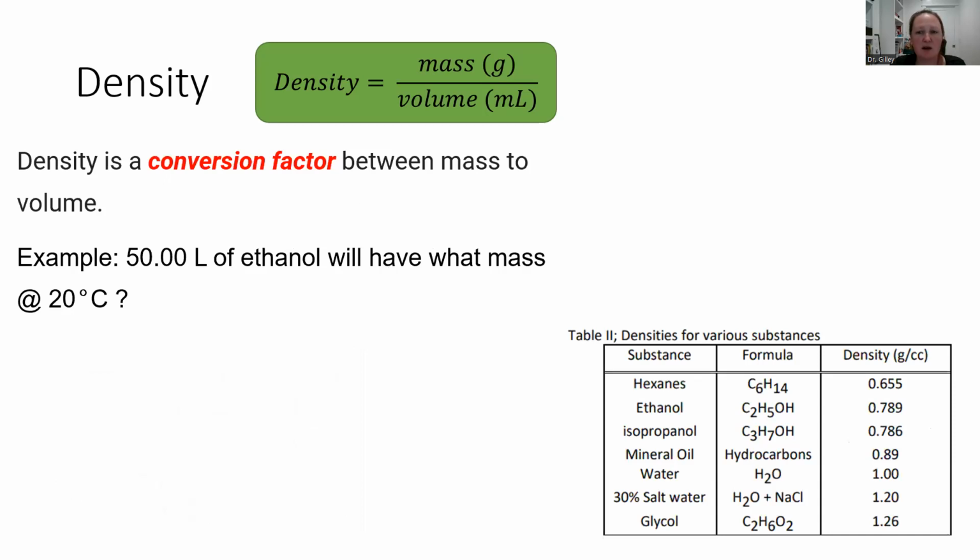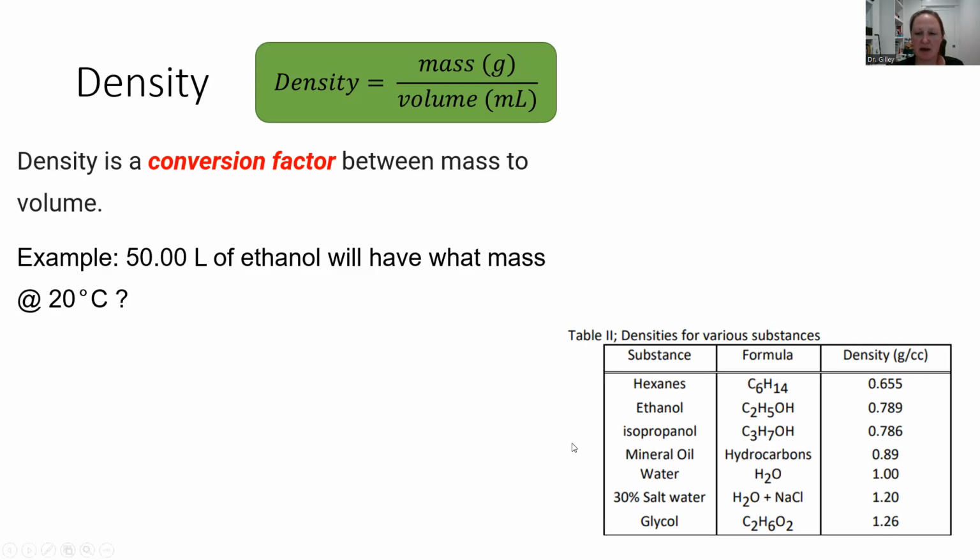Okay, so we also want to recognize that density is a conversion factor, and it can be used to convert between mass and volume if it's known for a particular substance. So let's see an example of when we would use density as a conversion factor. So the example problem is 50.00 liters of ethanol will have what mass, right, at 20 degrees Celsius. So it does depend on the temperature, but that's just room temperature, right? So they just added that in just to make it super clear.